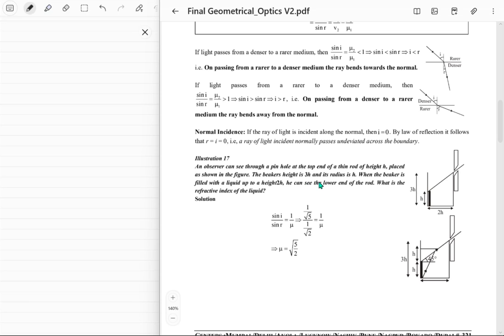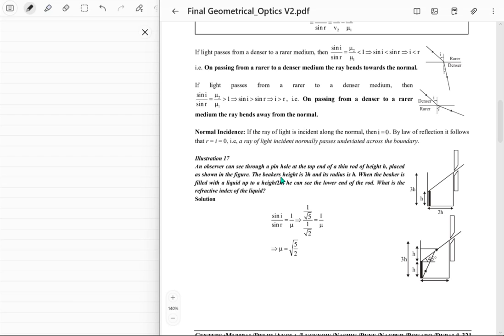The beaker height is 3h. So this is a beaker. When the beaker is filled with liquid up to height 2h. What do you mean by that? Oh, so this is the rod. Sorry, this is the rod. And okay, so it really is filled. It has a height 3h. Okay, this is weird. So this must be filled over here, right? But why is this 2h?